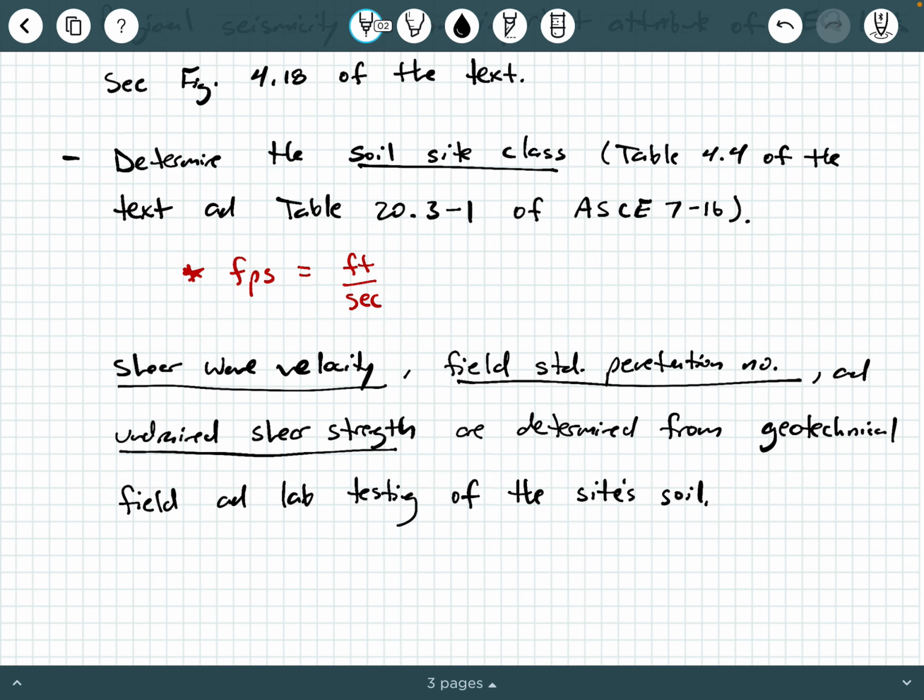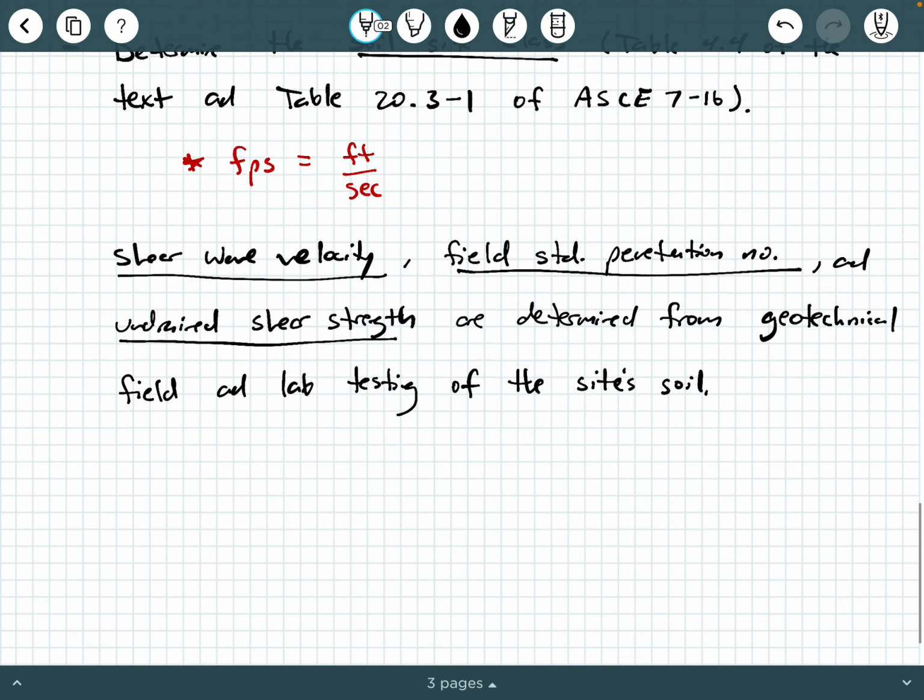behind shear wave velocity, penetration number, or undrained shear strength in this class, but we will talk about it extensively in soil mechanics, which most civil engineering students take first semester junior year. So most of you will take that next semester. For our purposes in structural engineering, we're just going to use these values. So we're going to assume that the geotechnical engineer has provided us these values to use for our purposes.